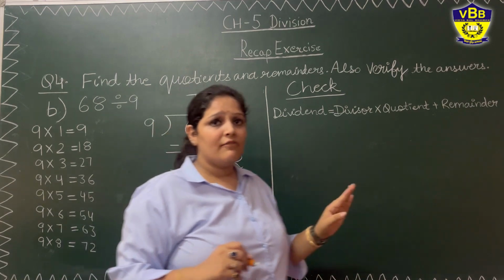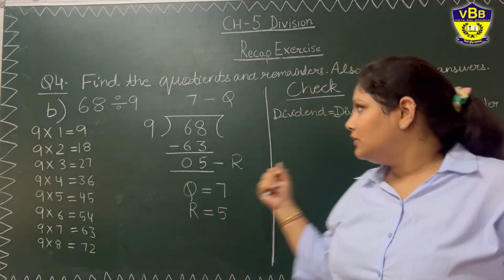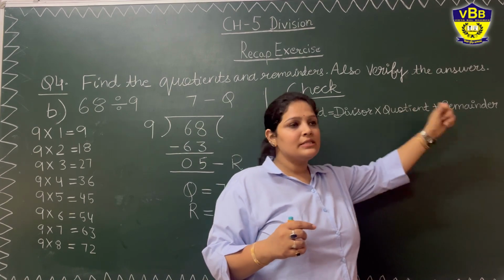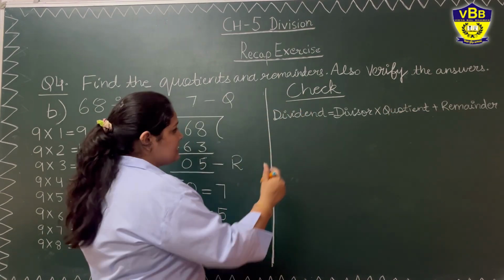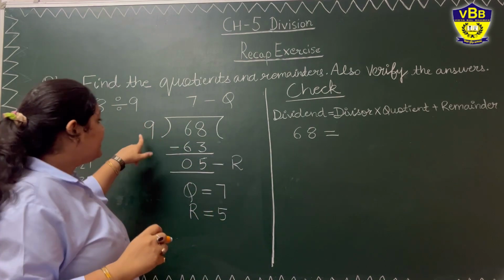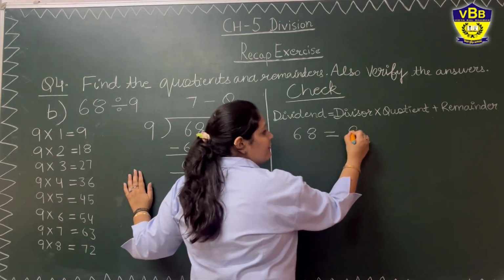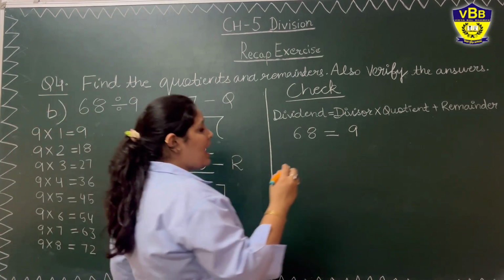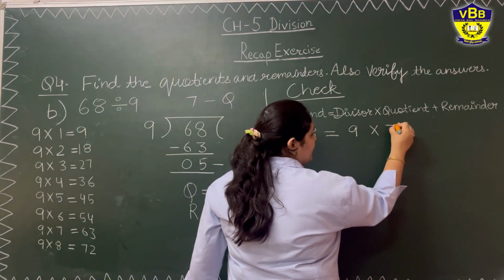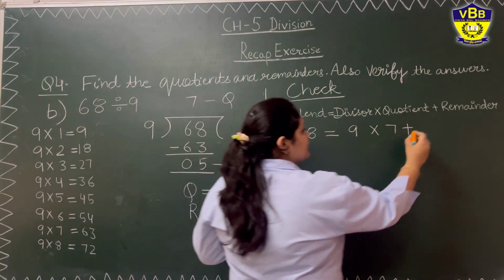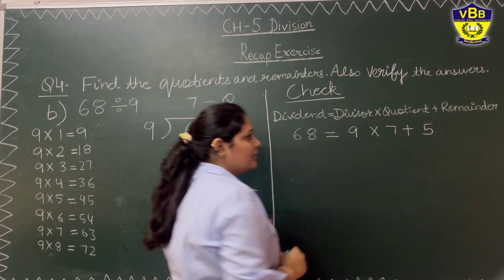Now we need to check whether we have done it correctly or not. So we know the formula: dividend equals divisor multiplied by quotient plus remainder. So dividend is 68, the number which is to be divided. Divisor is 9, the number by which the number is divided. Quotient is 7, the answer we get after dividing, and remainder is 5, the number which is left after dividing.